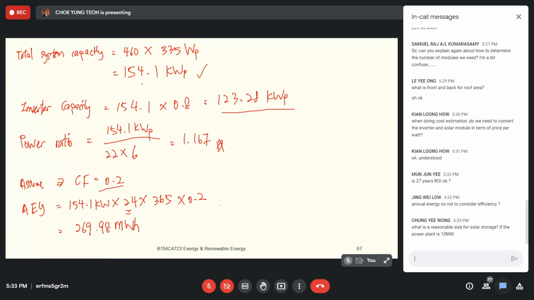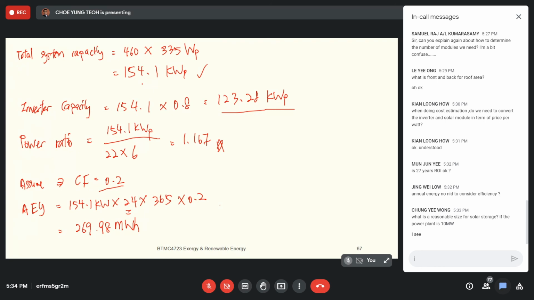Okay, Zhongyi, the size of the solar storage definitely depends on how much you want to store. Let's say your power plant is 10 megawatt, then you want to store the energy for how many days? You can see the meaning. It totally depends on how many days you want to store the energy, how many days you need to store the energy.